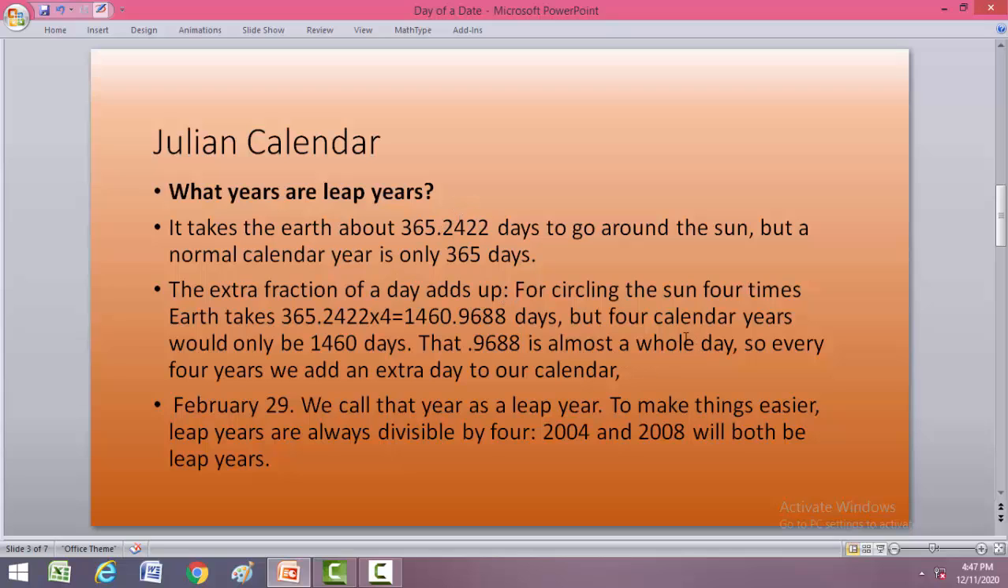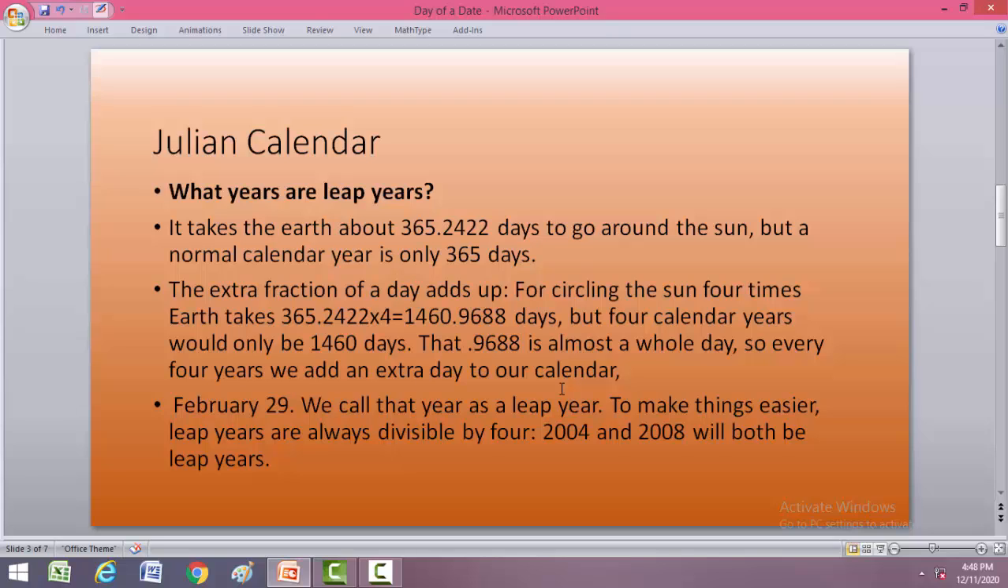For circling the sun 4 times, Earth takes 365.2422 times 4, which is equal to 1460.9688 days. But 4 calendar years would only be 1460 days. The fraction left out here is 0.9688. This is almost a whole day. So every 4 years we add an extra day to our calendar.